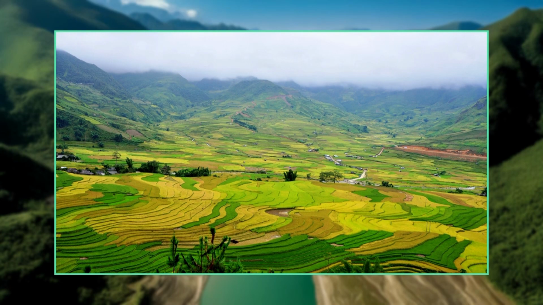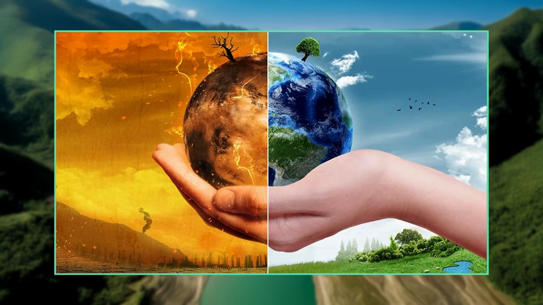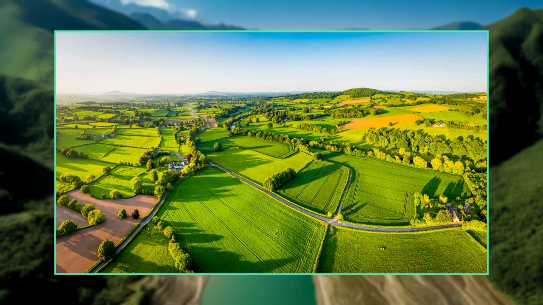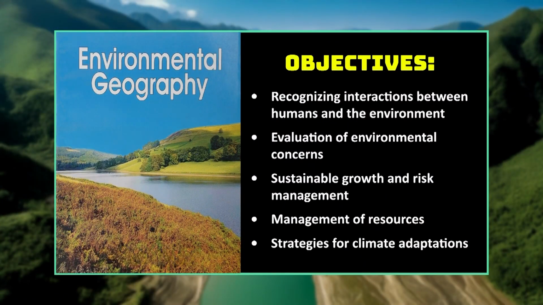The importance of environmental geography has increased recently due to growing concerns about biodiversity loss, resource depletion and climate change. Environmental geography is a field that blends aspects of geography and environmental studies with the following objectives.